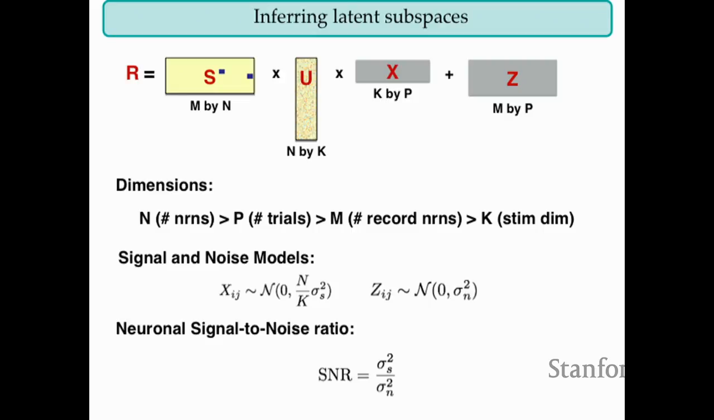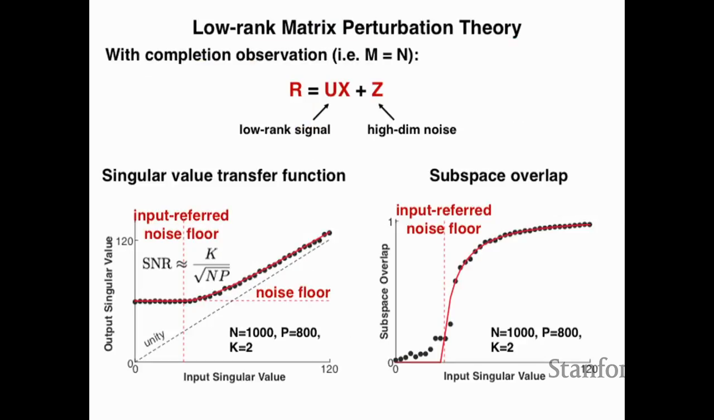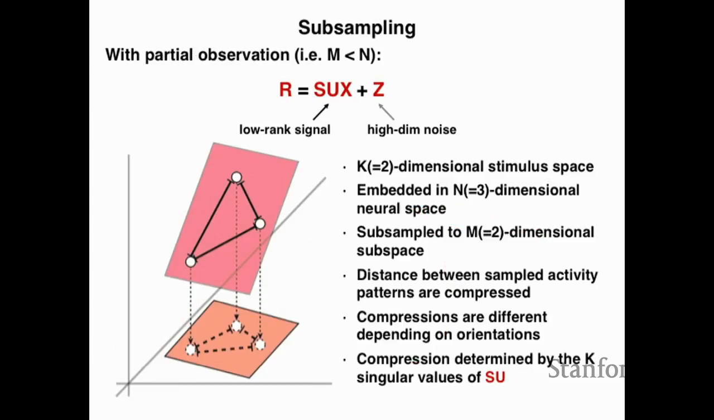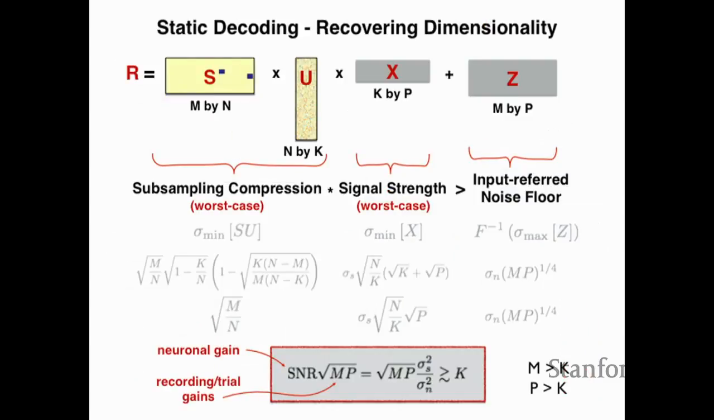So I love math and theory, but I'm going to break my heart and hopefully not piss off a lot of people. I'm going to skip the theory. It involves really interesting random matrix theory and low-rank matrix denoising and high-dimensional statistics and so forth. But I'm going to tell you the answer. The answer is the following. As long as the product of the signal-to-noise ratio and the square root of the number of recorded neurons and the number of training stimuli that you have is bigger than the dimensionality of the latent subspace, right?